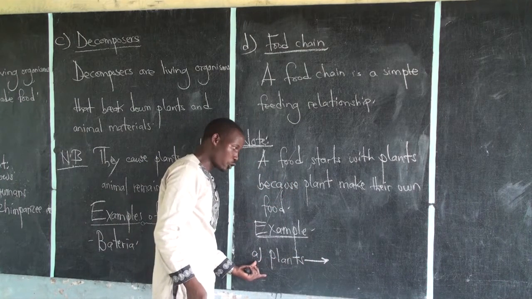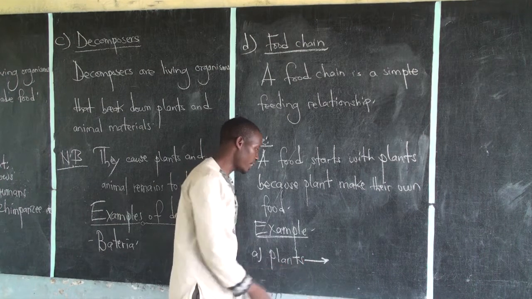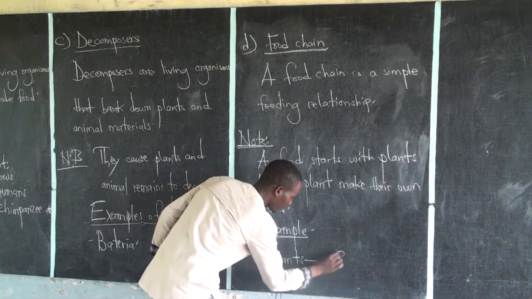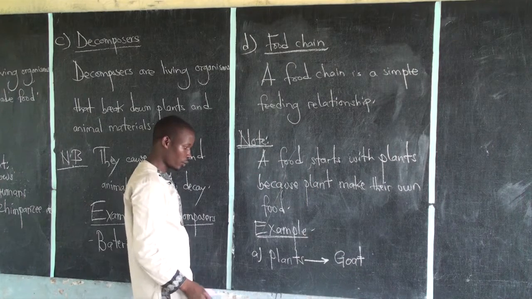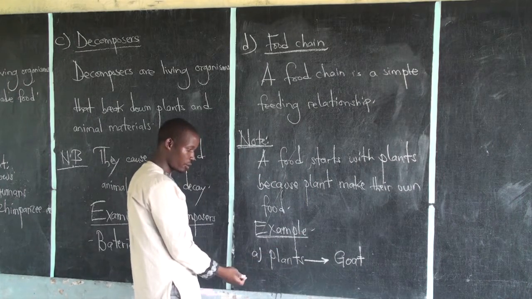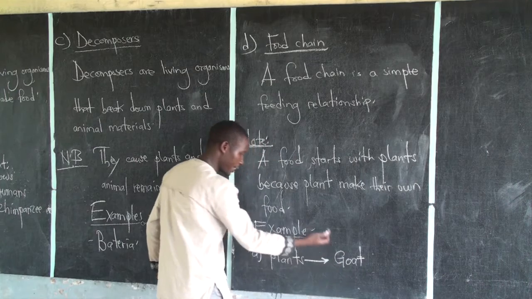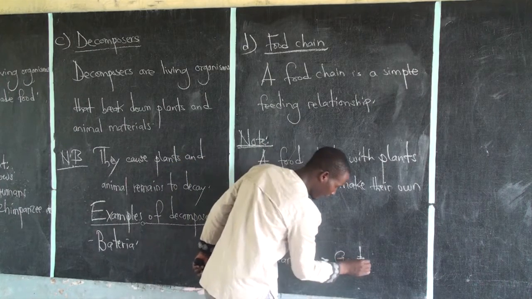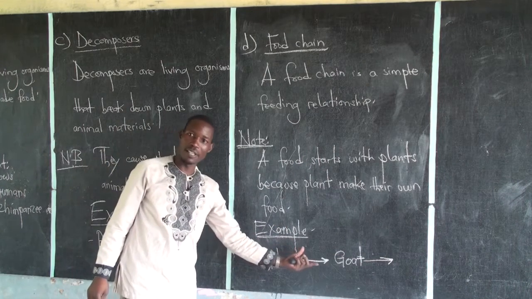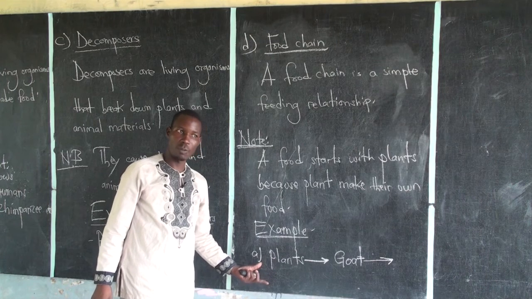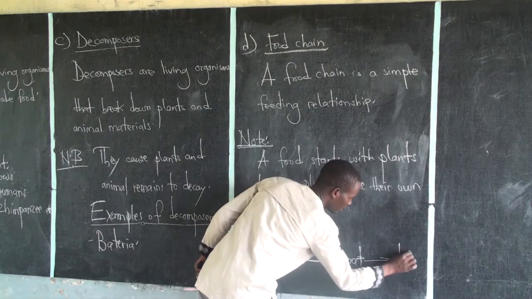Since we have plants, what will eat plants? Let's say animals, like a goat. So goats can eat vegetation, can eat plants. Now, if goats eat vegetation, which are the plants, when you go to the third one, what will eat the goat? Here we can talk about a carnivorous animal. Talk about a lion, a jaguar, the dogs. So you can bring a lion here.